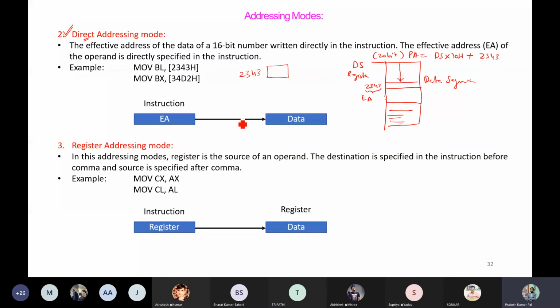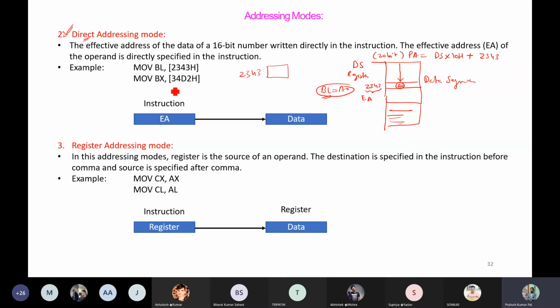At this location, whatever data is there, suppose this is the data, it will be moved to BL. Suppose this is 10A0, so BL will have the A0 data. So we will be moving the content. Here it is written that the instruction will have an effective address, and this effective address will indicate a data location, in direct addressing mode.